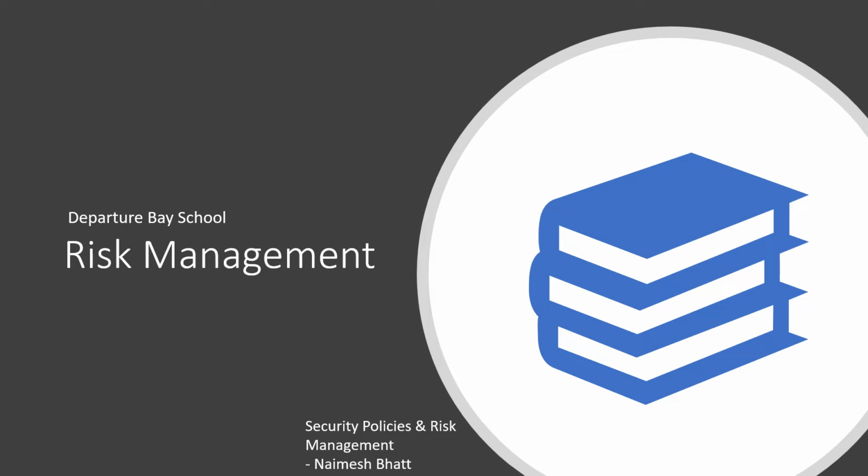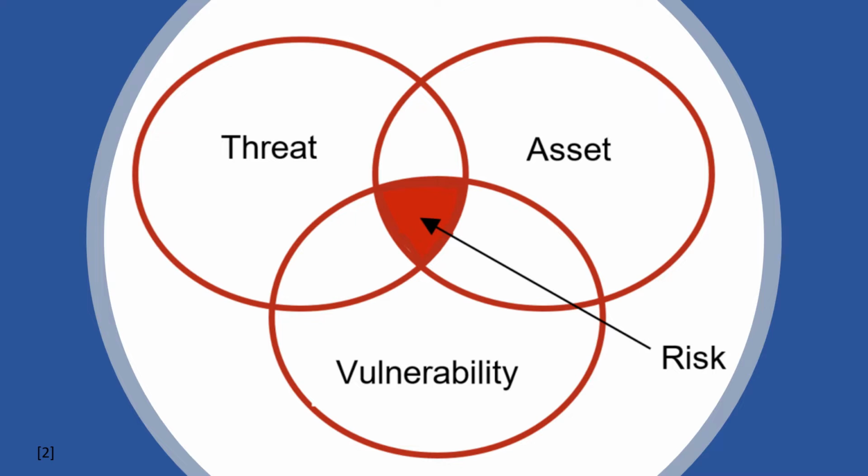Hello all. Today I'll be speaking about the risk management plan in place and the risks faced by this department-based school. Starting off with risks. What is risk? It can be defined by three terms mainly. The first is the asset. The asset is anything that holds a value to the organization.